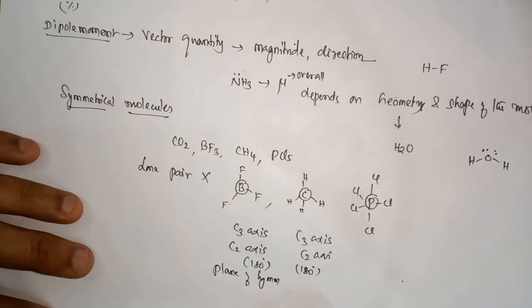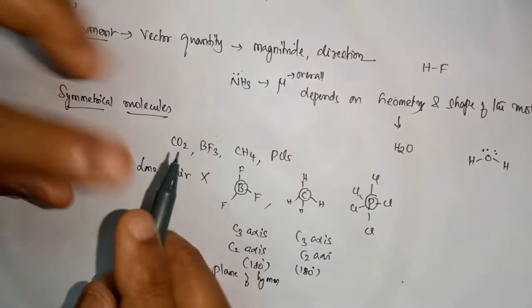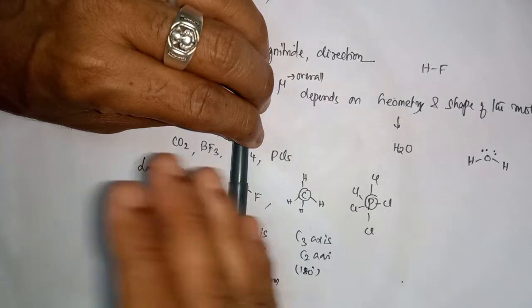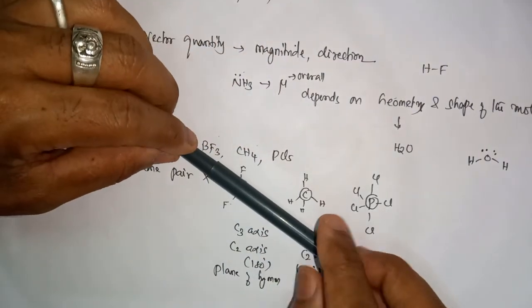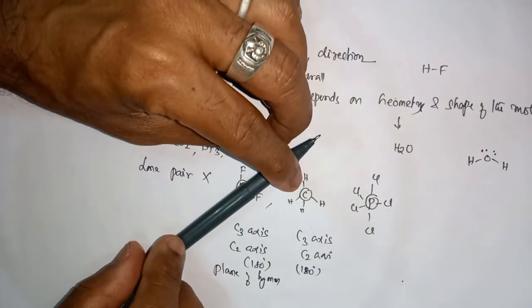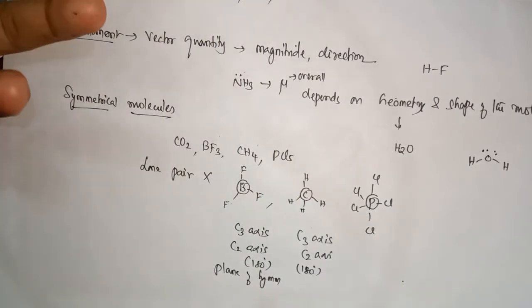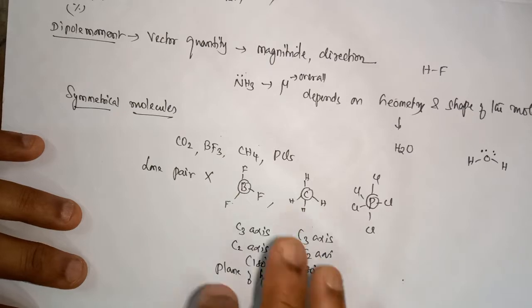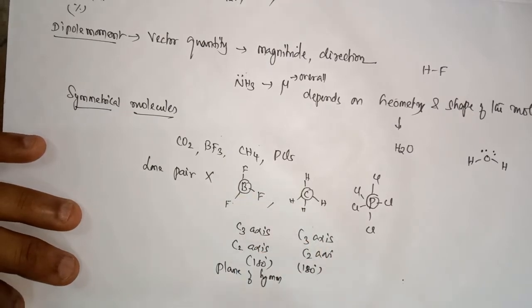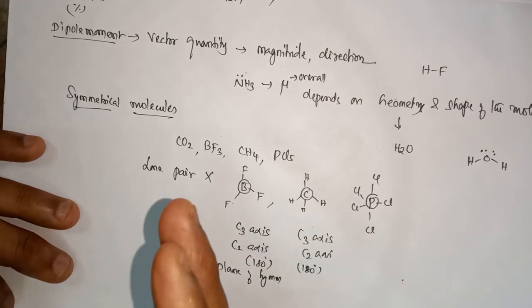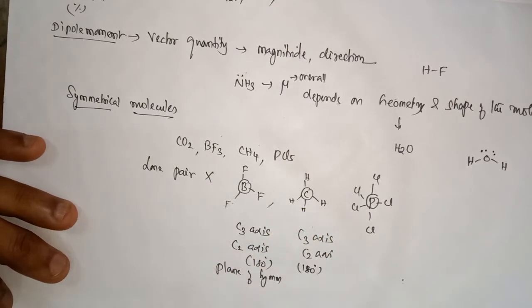What is called a plane of symmetry? If I keep a plane like this, it divides the molecule into two equal halves. Such a plane is called a plane of symmetry. So a symmetrical molecule means something like that. These are molecules having some type of symmetry element. It may be symmetry of rotation, or it may be a plane of symmetry.